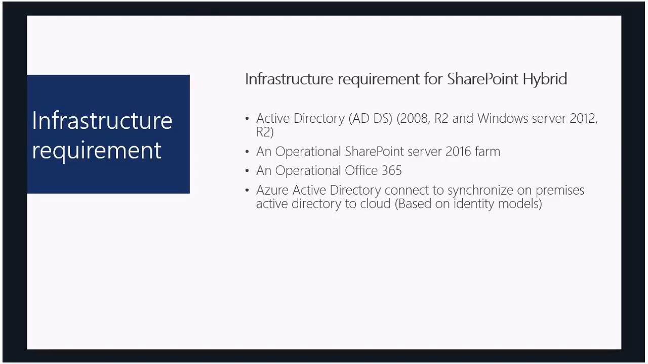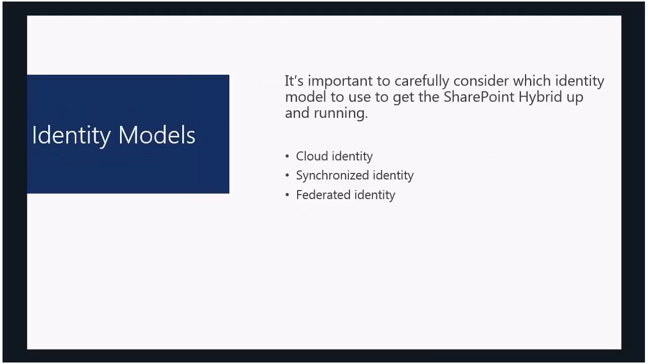Also, we have the Azure Active Directory. The acronym is AAD Connect. We can use AAD Connect to synchronize our user information into SharePoint, into Office 365. We have three identity models: the cloud identity, the synchronized identity, and the federated identity. I will give you some more information about the identity models. We also have a new authentication method, that is pass-through authentication.